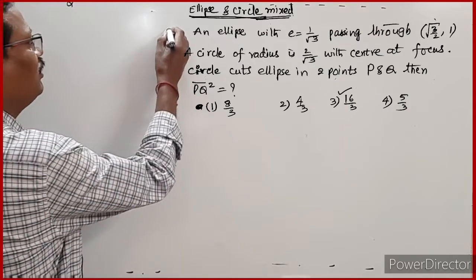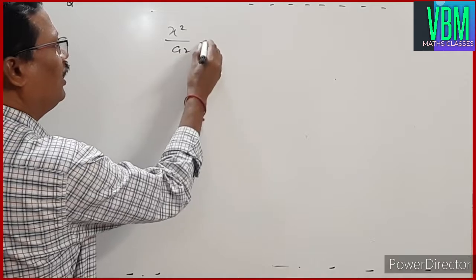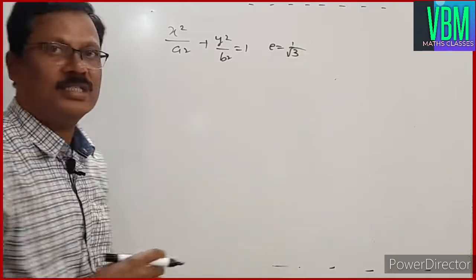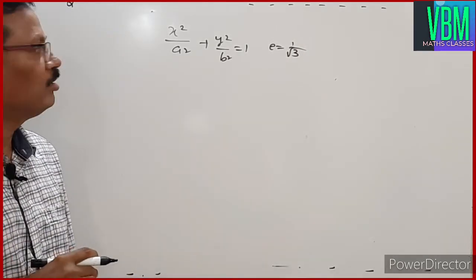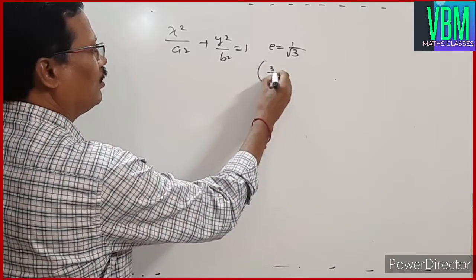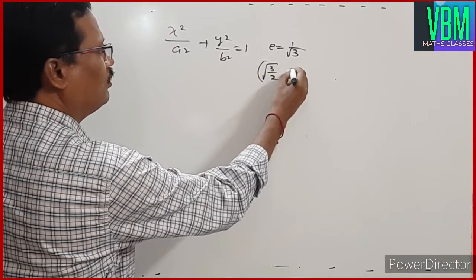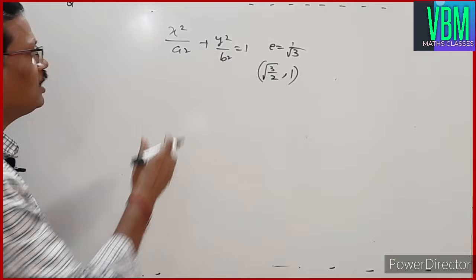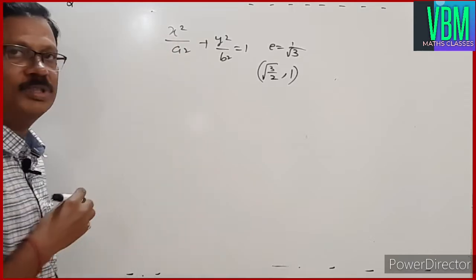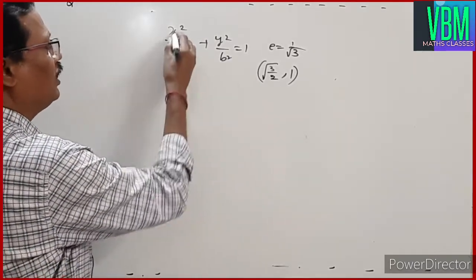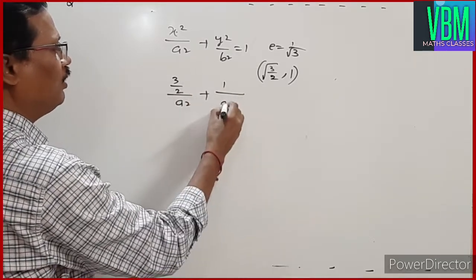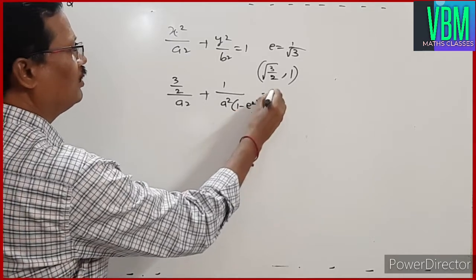In this, the eccentricity of the ellipse is given as 1 by root 3, and the ellipse passes through the point (root 3 by 2, 1). Since the ellipse passes through this point, we can substitute it: x coordinate squared is 3 by 2, so 3 by 2a square plus 1 by b square, where b square is a square into 1 minus e square, equals 1.